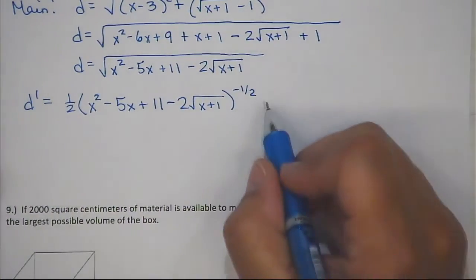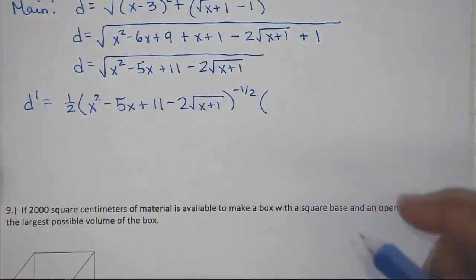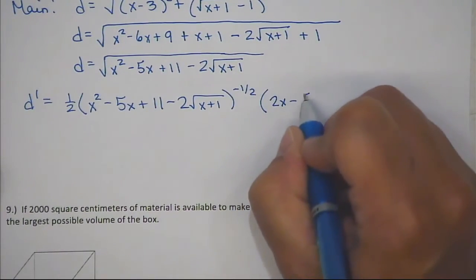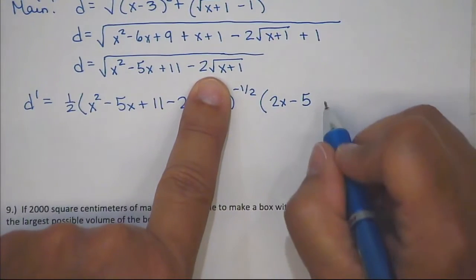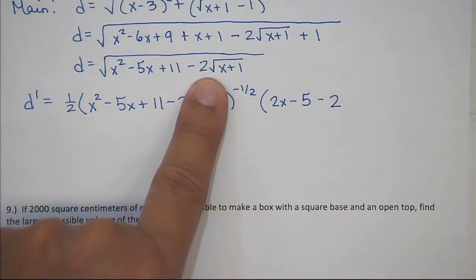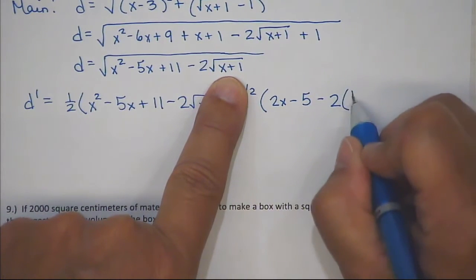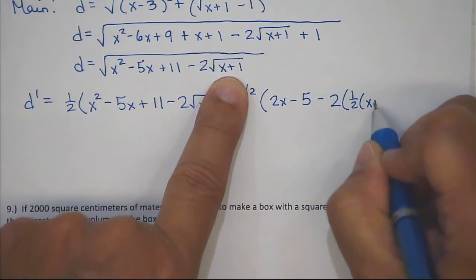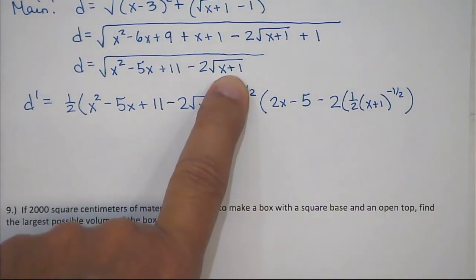So you ready to do that? All right, so now we're just doing the derivative of the inside. So that's 2x minus 5. And then we have to do the derivative of this. I'm going to leave the 2, that's constant, and then the derivative of the square root of x plus 1 is 1/2 times x plus 1 to the negative 1/2 times 1, which we don't need.